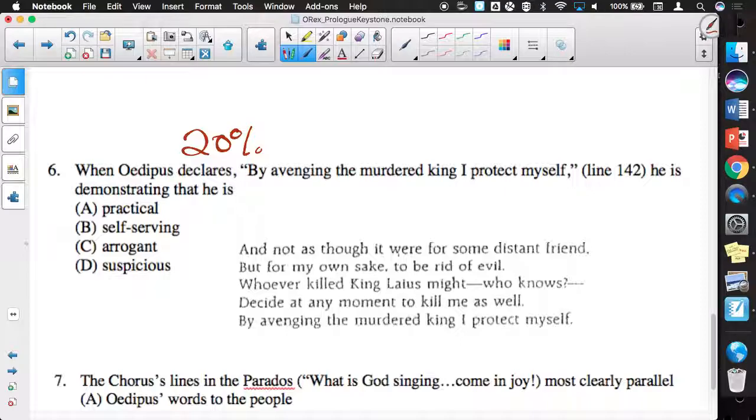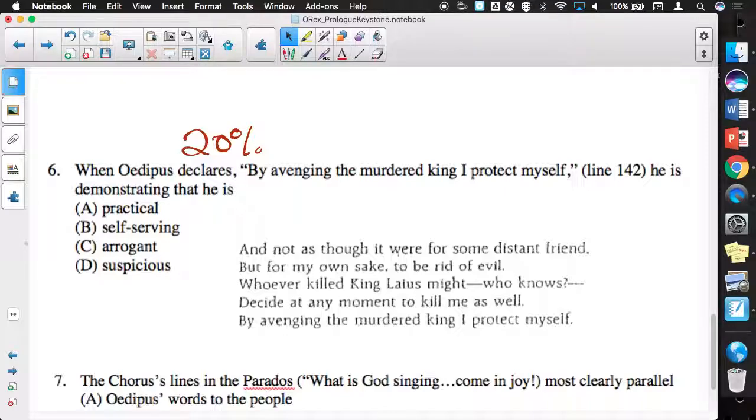20% for number 6. B. When Oedipus declares, by avenging the murdered king, I protect myself, he is demonstrating that he is. Why do they need to avenge the murdered king? What's the reason for having to avenge Laius? The main reason that we need to avenge it is to get rid of the what in Thebes? You said curse, the plague, okay, all these problems. Main reason number 1 that we have to do this, get rid of the plague.